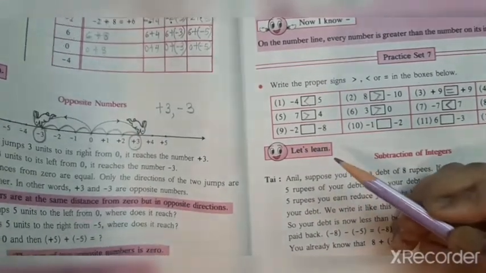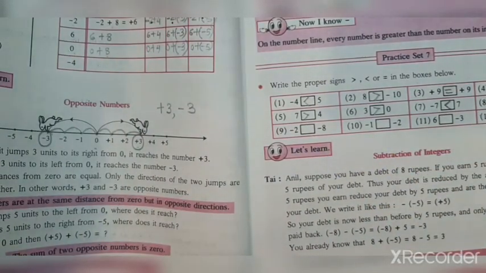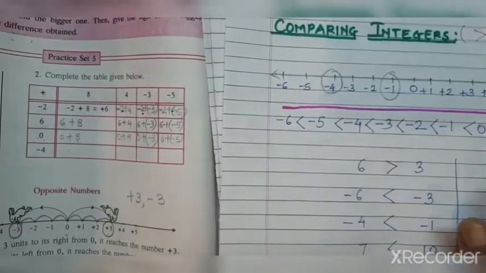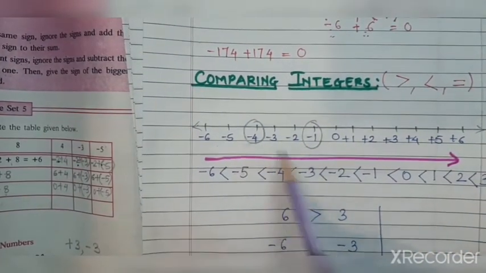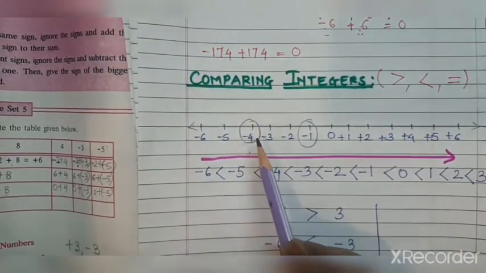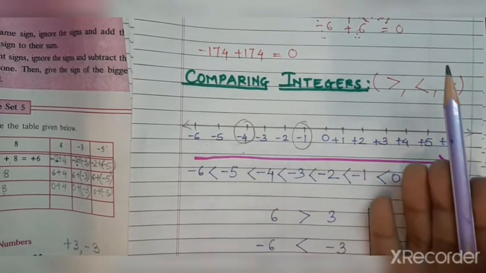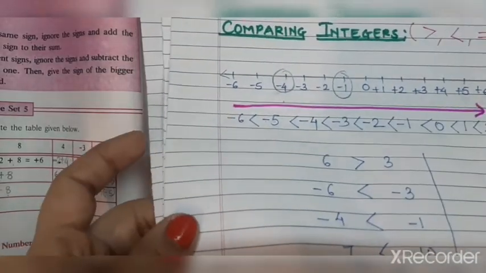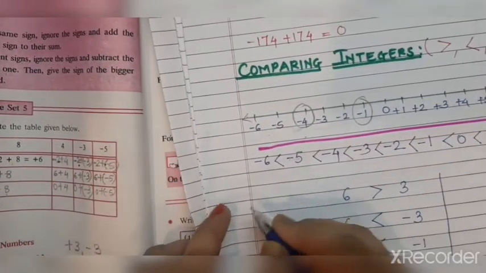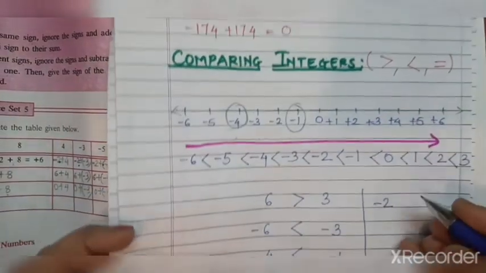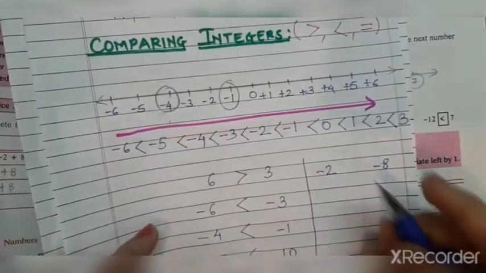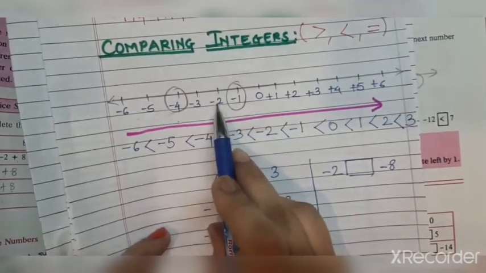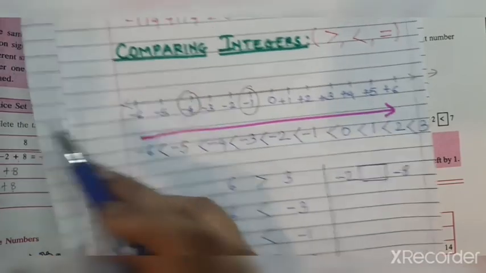Negative and negative. So this also I explained to you on the number line. When we are comparing two negative numbers, the number which is to the left is smaller and the number which is to the right is greater. Now the sum which is given here is negative 2 and negative 8. When we are comparing negative 2 and negative 8, negative 2 is here, negative 8 will be towards the left.